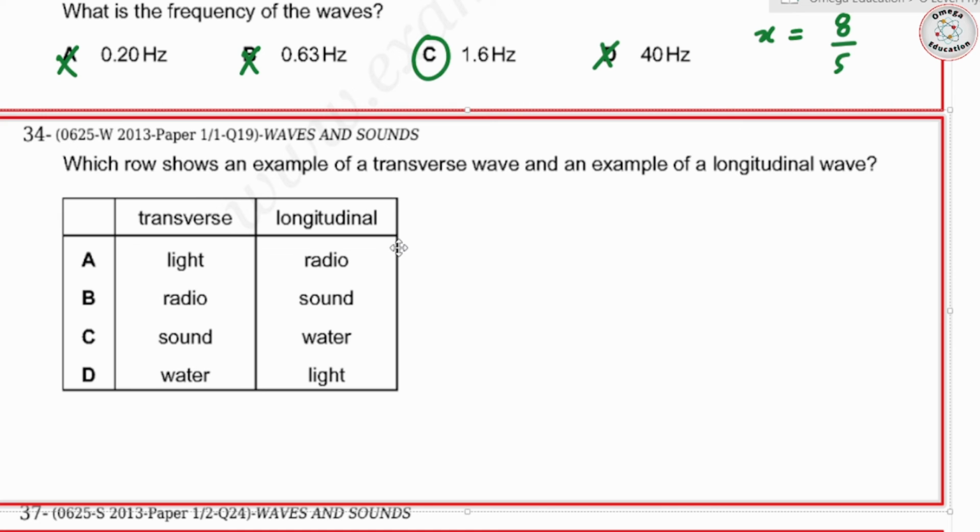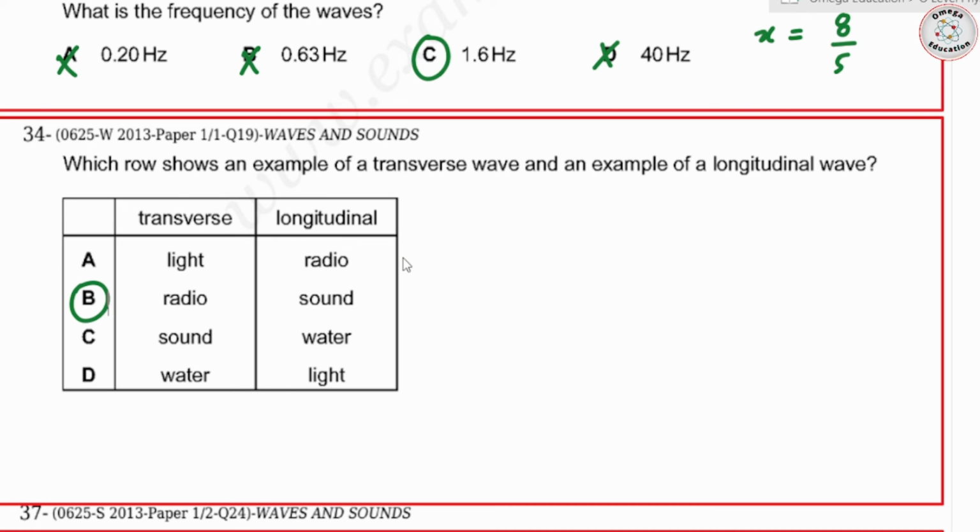Here we have the next one then. On the left side, we have to represent transverse wave. On the right side, we have to represent longitudinal wave. So radio wave and sound wave. Radio wave is part of the waves from the electromagnetic spectrum. All the waves in the electromagnetic spectrum are transverse waves.